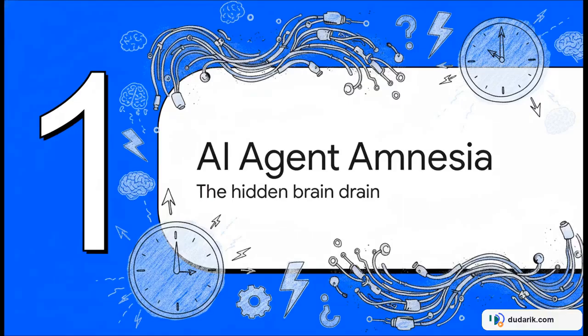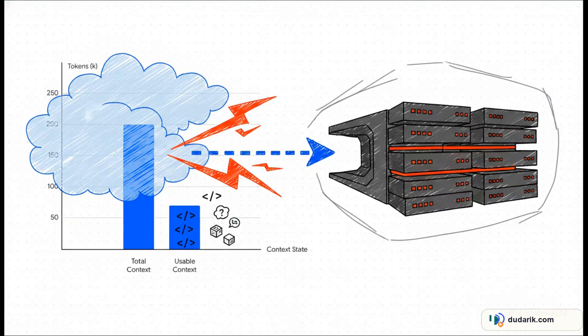All right, Section 1, the AI agent amnesia problem. This is the hidden drain on your agent's brain power. Think of your AI's context window exactly like your computer's RAM. If you start throwing heavy model context protocol or MCP servers at it, it just absolutely devours your memory. You're taking your massive 200K usable space and shrinking it down to a suffocating 70K.